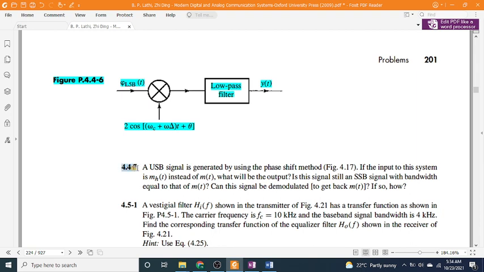4.2-7: A USB signal is generated by using the phase shift method, Fig. 4.17. If the input to the system is mh(t) instead of m(t), what will be the output? Is this signal still an SSB signal with bandwidth equal to that of m(t)? Can this signal be demodulated to get back m(t)? If so, how?